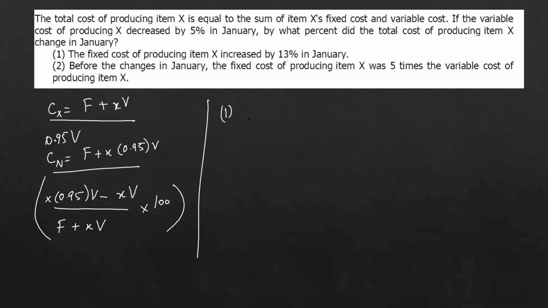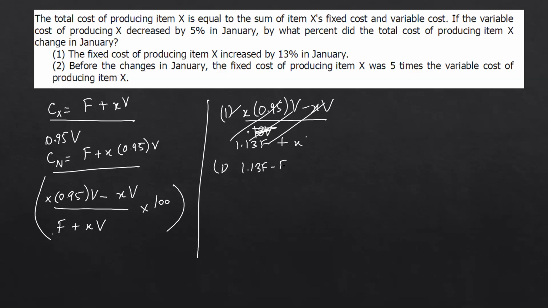The first statement says the fixed cost increased by 13%. If the fixed cost also increased by 13%, still I do not have the answer, because my expression is going to be this. F will just become 1.13 F plus XV. Sorry, not about that. It will be 1.13 F minus F plus this whole thing, divided by this thing, into 100.